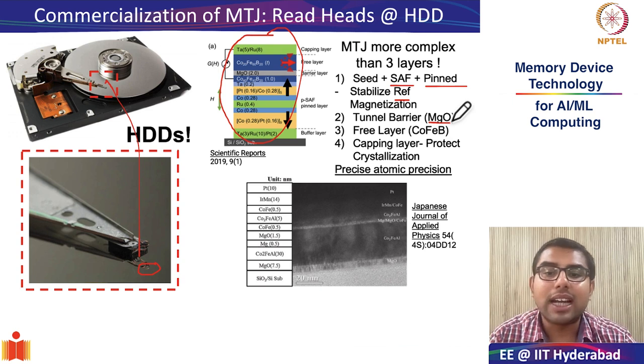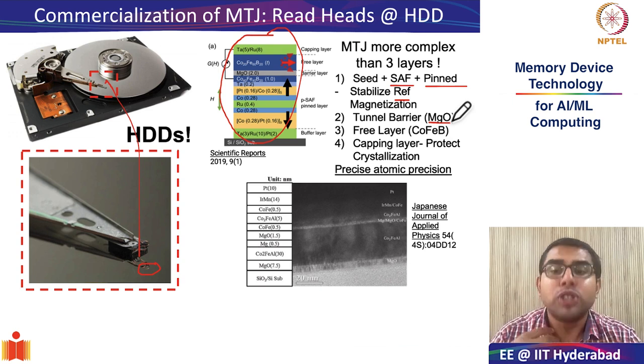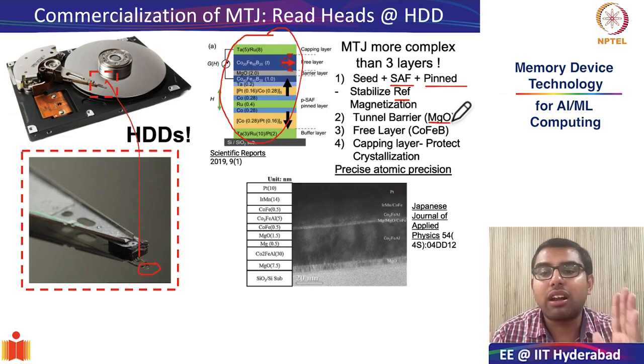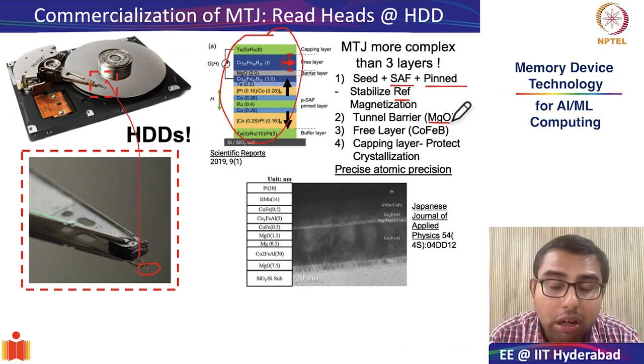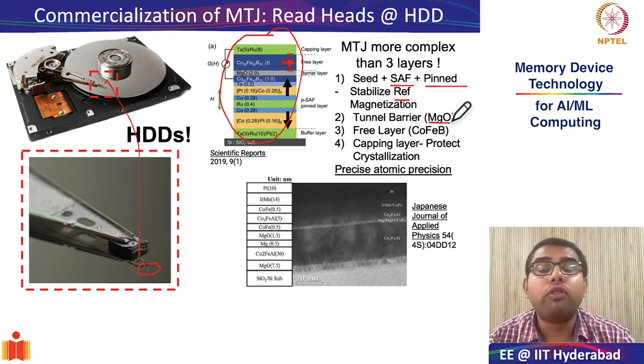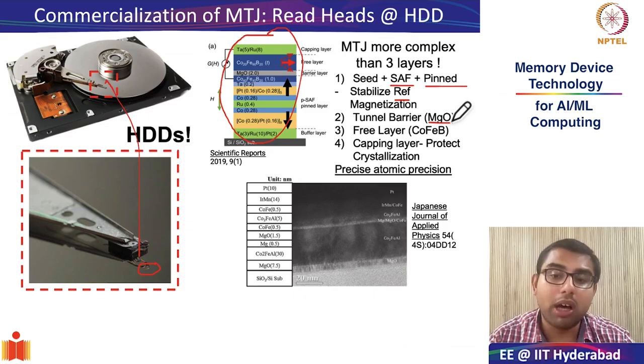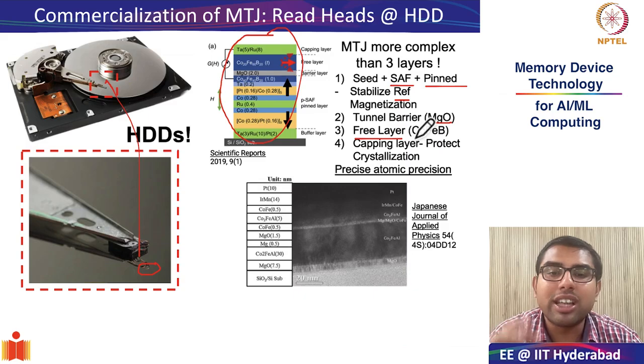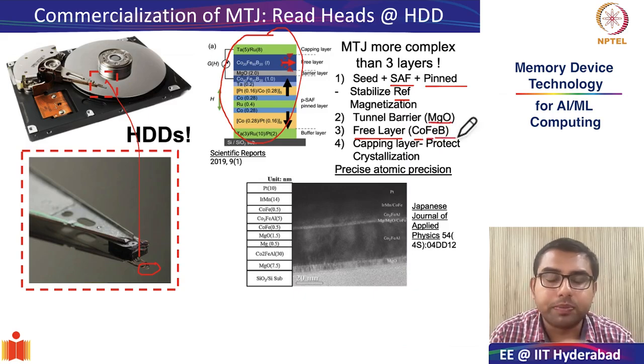This means that the electron spin interacts with the magnetic states of the ferromagnetic layers much more efficiently, and this is responsible for the very large TMR effect. We also saw the free layer, which is more like a soft magnet. This soft magnet is made up of a compound consisting of 3 elements: cobalt, iron, and boron.